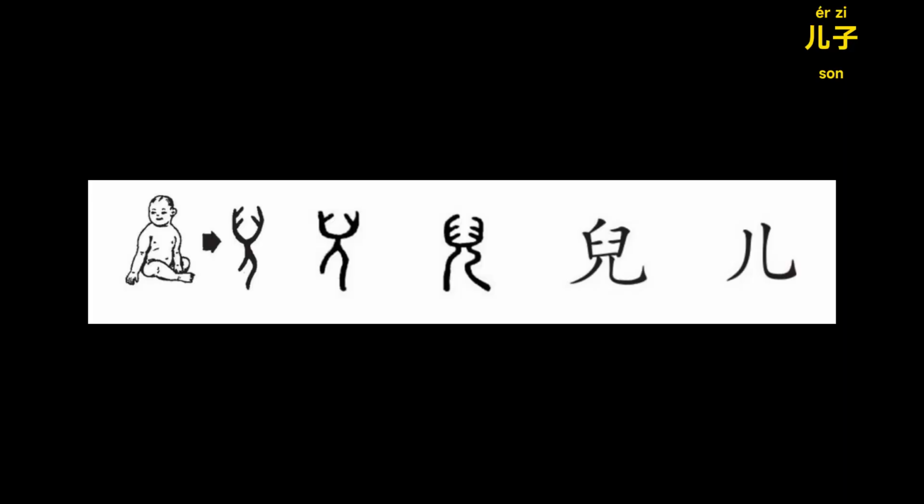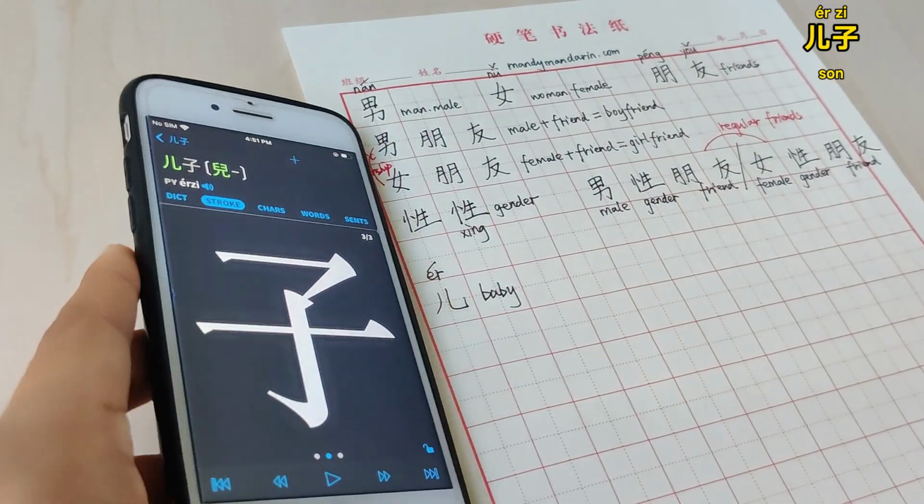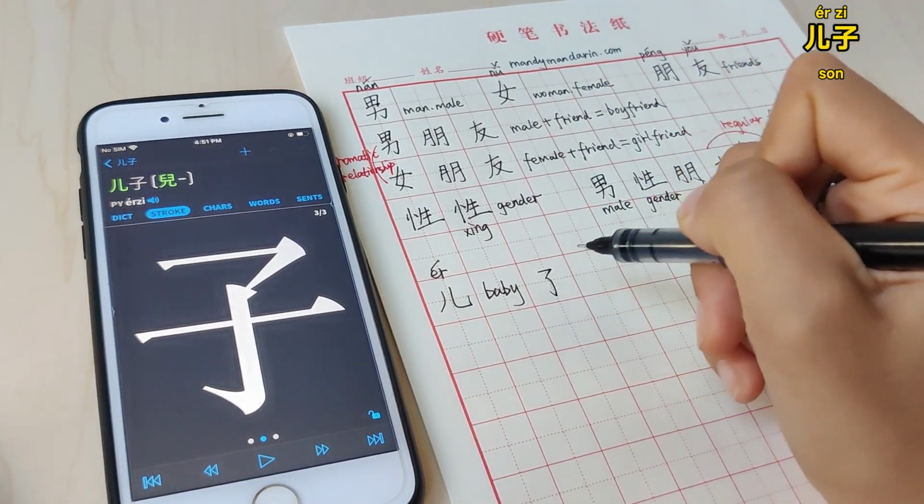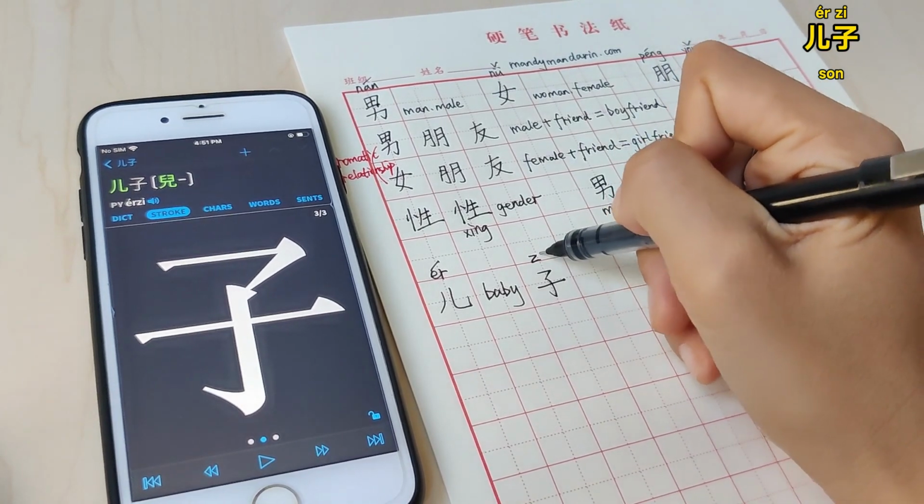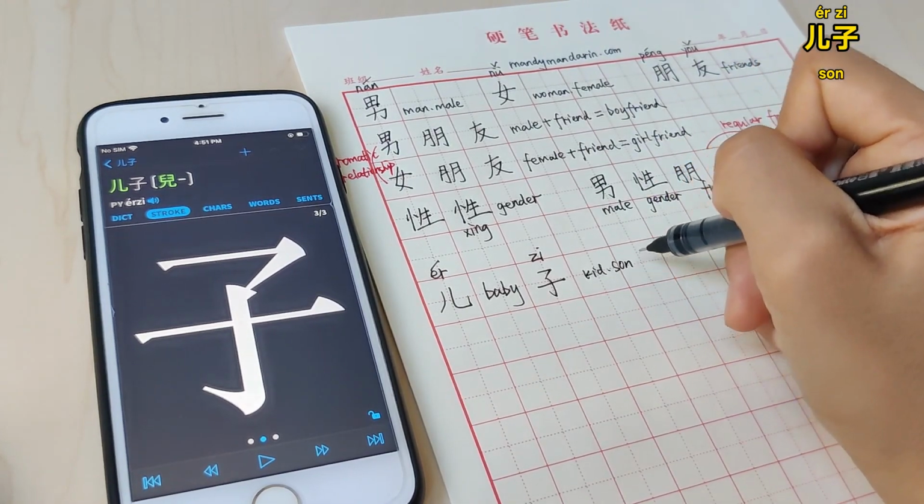And here's the picture of the evolution of the character 儿, and as you can see, this part of the character means the brain bone of a baby is still open, it's not closed up yet. This is the traditional Chinese. As for the simplified Chinese, we just keep the bottom part of it. As for the 子, this is how we write the 子. Also, very simple. We go 1, 2, 3. 子 could mean kids or son.